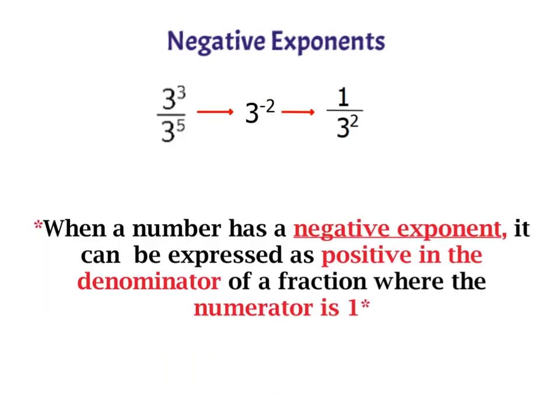This is the key point you need to copy down. When a number has a negative exponent, it can be expressed as a positive exponent in the denominator of a fraction where the numerator is 1. If you're confused, go back and look at that previous slide to go through the steps of how we ended up with that number and with that exponent being positive in the denominator. Pause this if you need to make sure all of this is copied down.